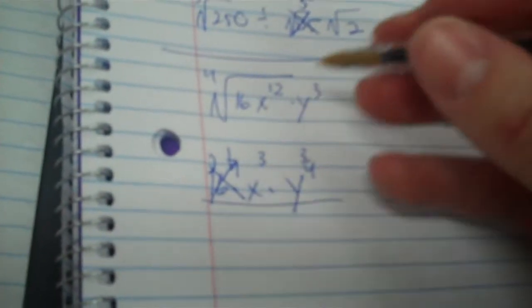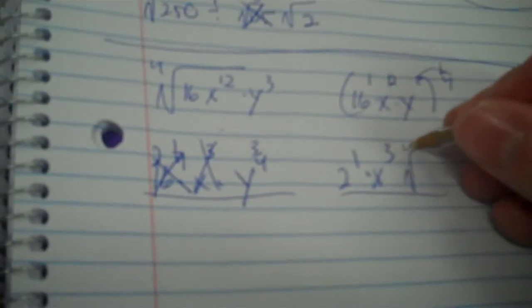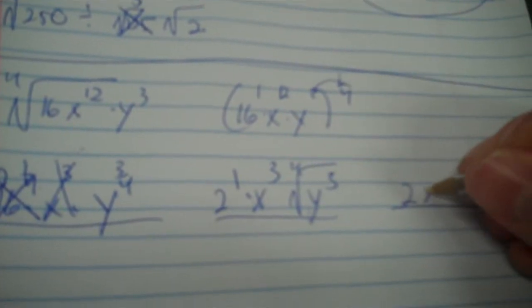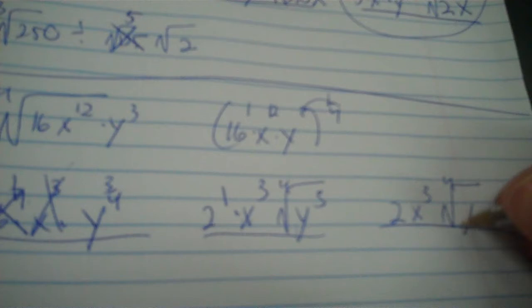Can you do anything about the 4th root of 16 right away? Actually, we can, because that equals 2 to the 1st. So I bring over the 2 to the 1st. X cubed, bring it over. Can't do much about the y to the 3/4. Okay, so we make a 4th root and we put y to the 3rd. 2 to the first, x cubed, 4th root, y cubed.